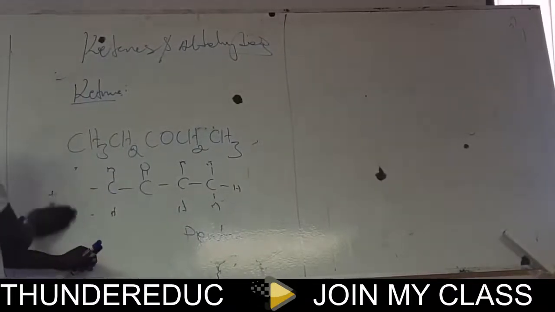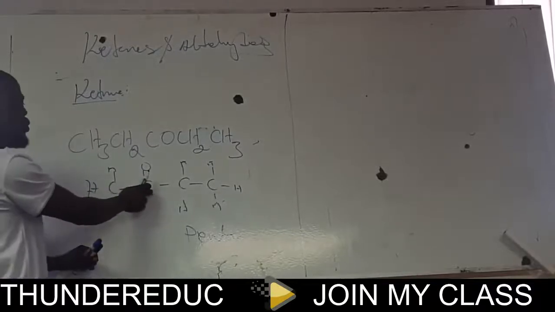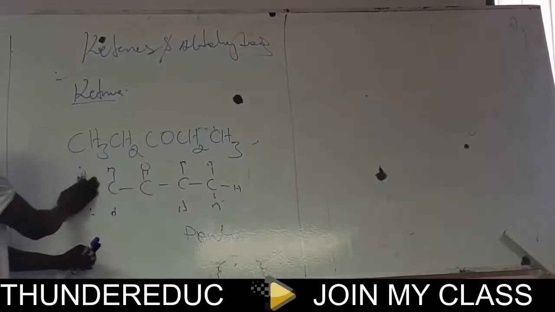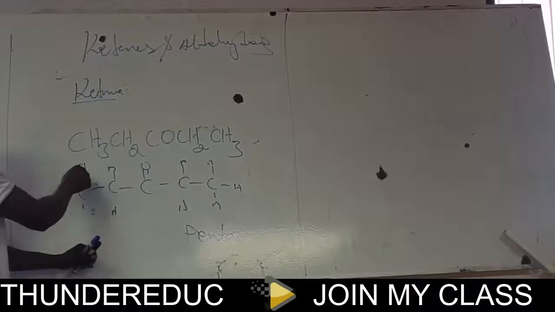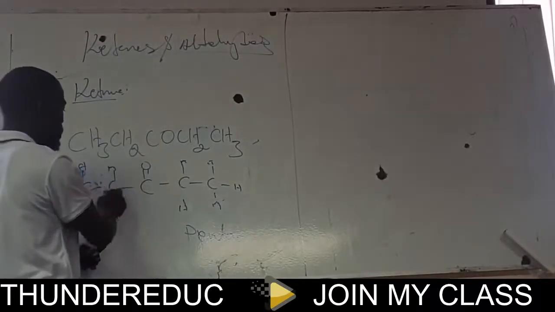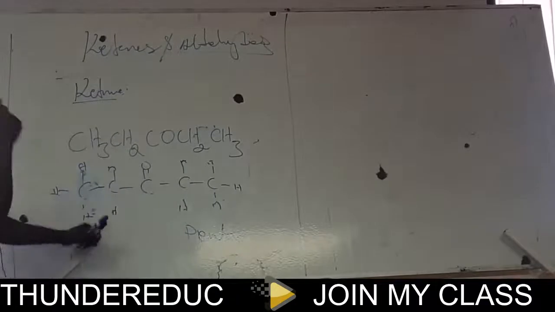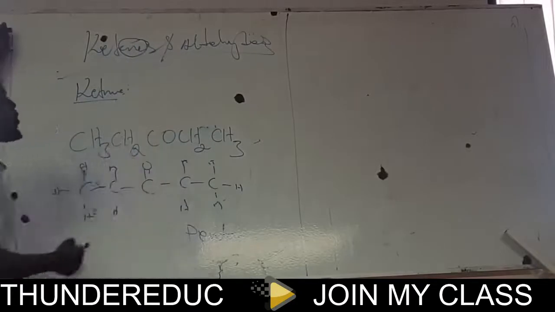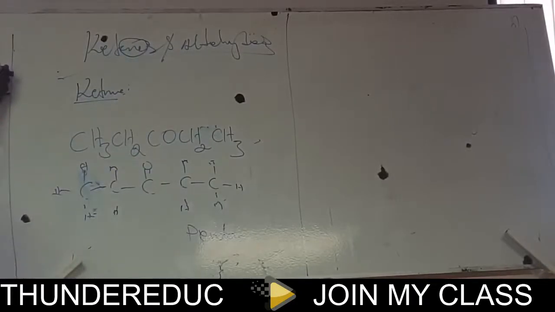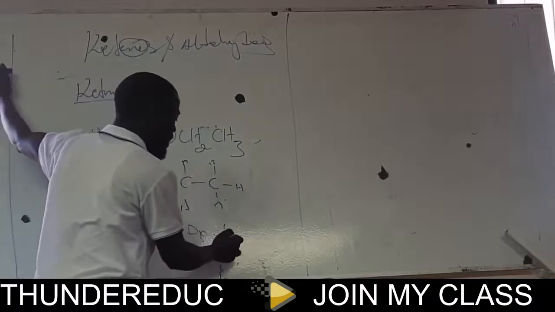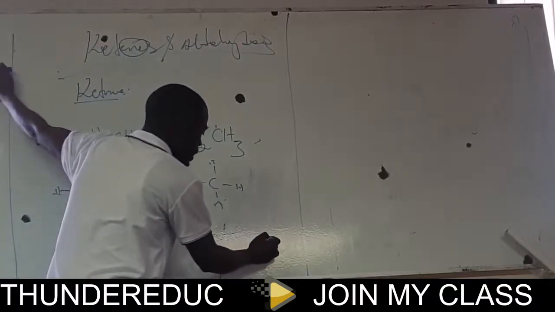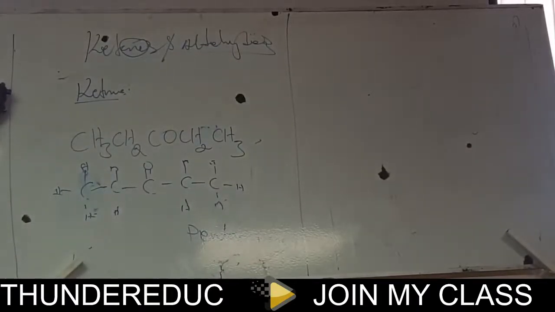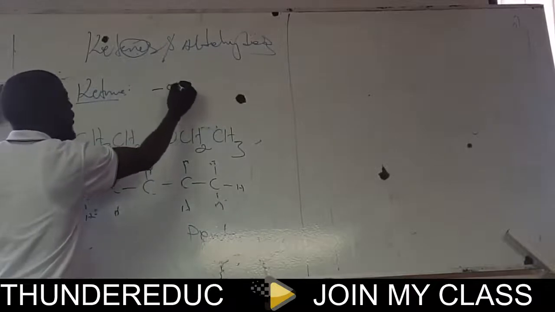If it was 2 here, then I go with the 2. But now it is not that. How do we do the ending? Ketone ends with "one". So it becomes pentane-one.